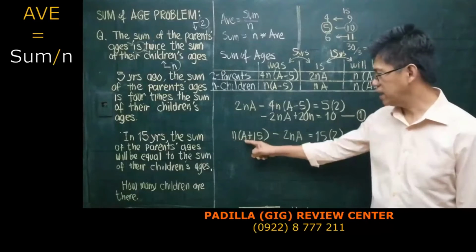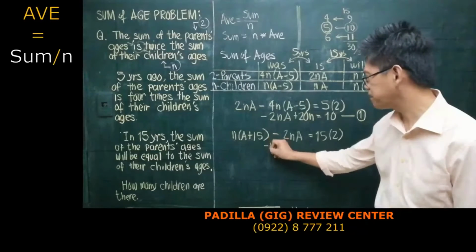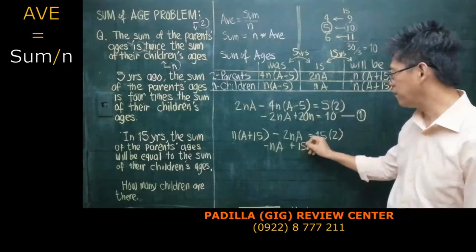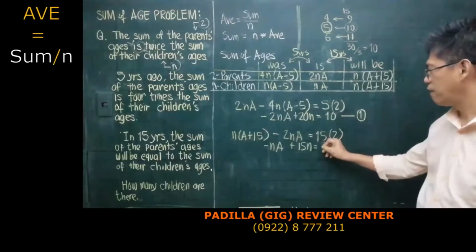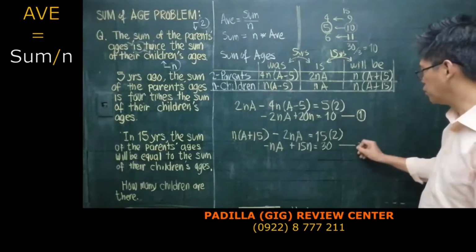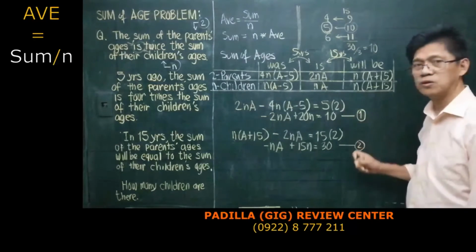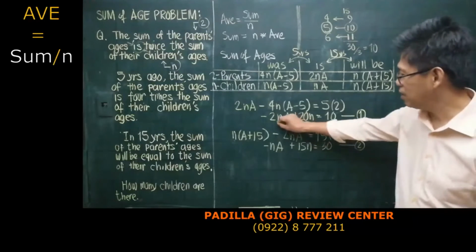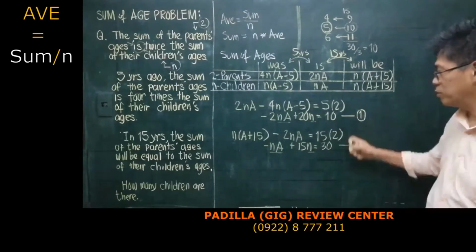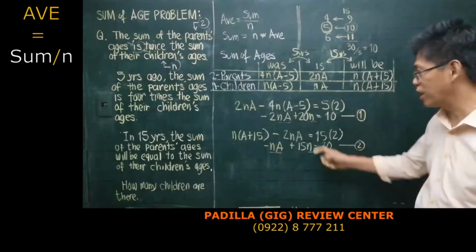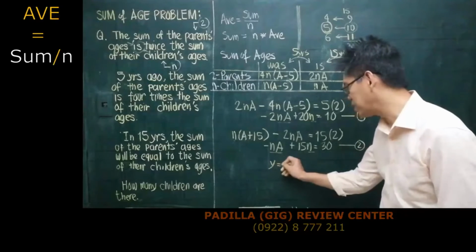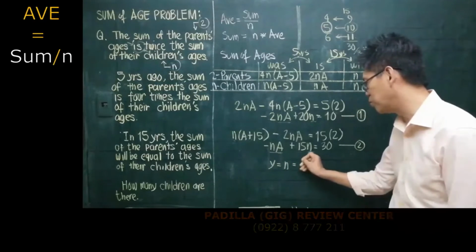So, nA minus 2nA, this is minus nA. n times 15, this is 15n. And this is going to be equal to 30. You follow? Now, we have here two equations, two unknowns. Your nA can be the X, and your n can be the Y. You solve these two equations, two unknowns, and you'll have your n represented in your calculator by Y. Your Y, which represents n, is going to be equal to 5.